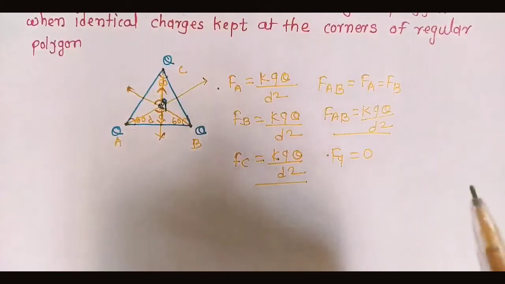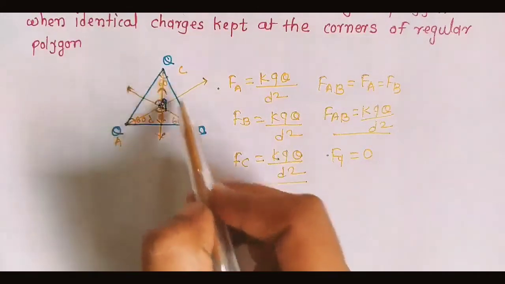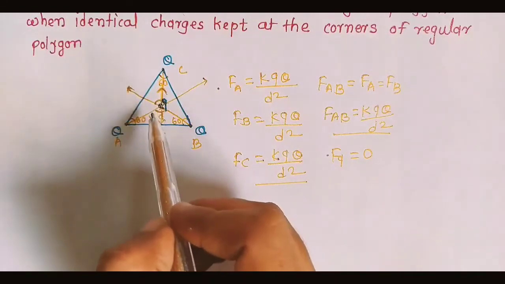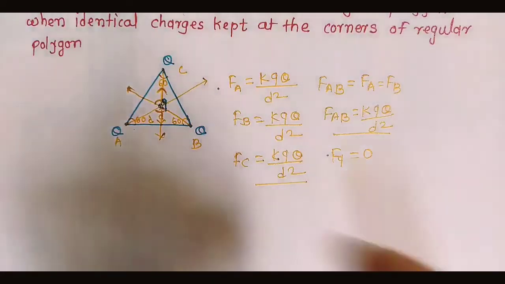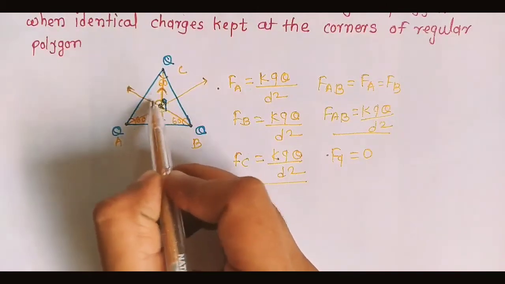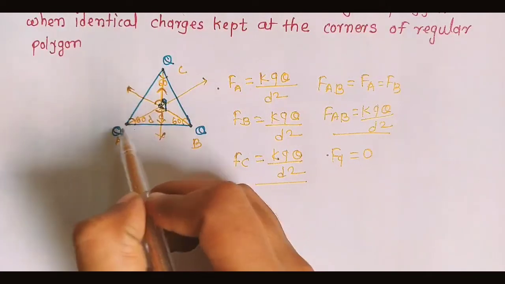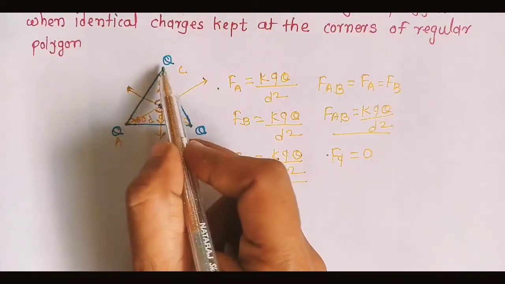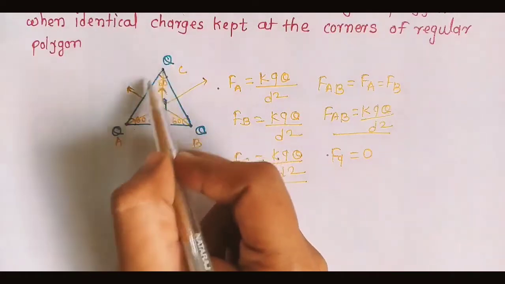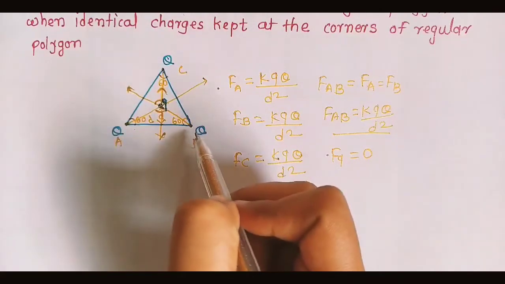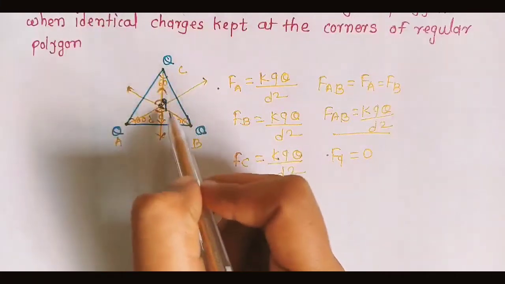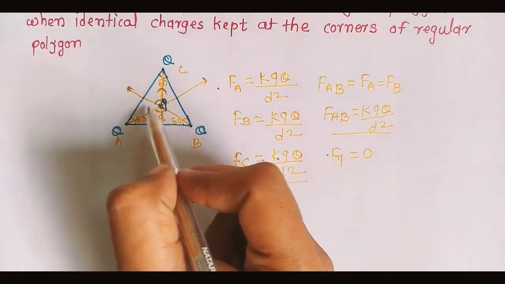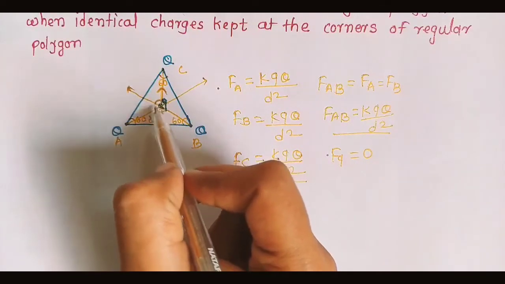So here we can say that when there is any regular polygon, like an equilateral triangle, square, pentagon, hexagon, the net force at the center is zero when identical charges are kept at the corners of this polygon. Here identical charges: plus q, plus q, plus q. So when identical charges are kept at the corners of a regular polygon, the net force at the center of this polygon is always zero.